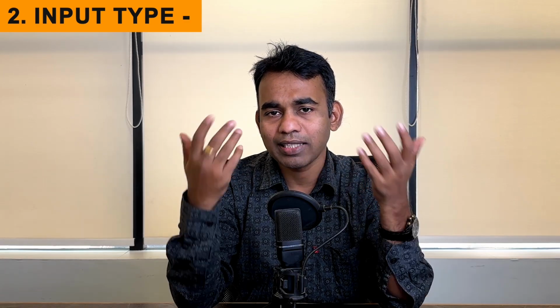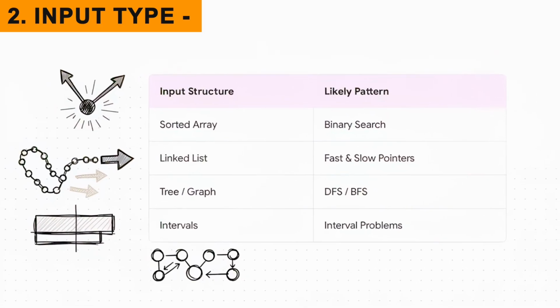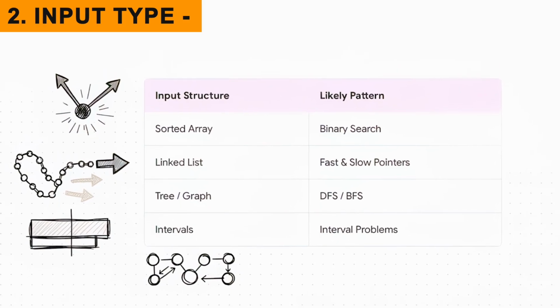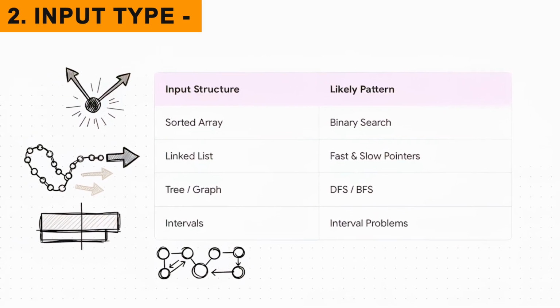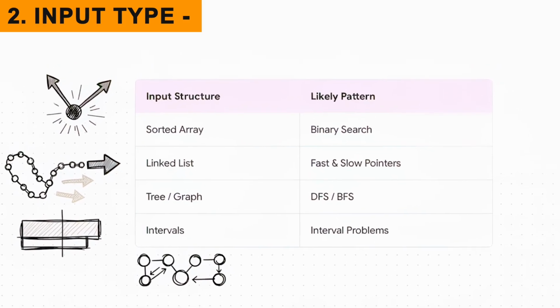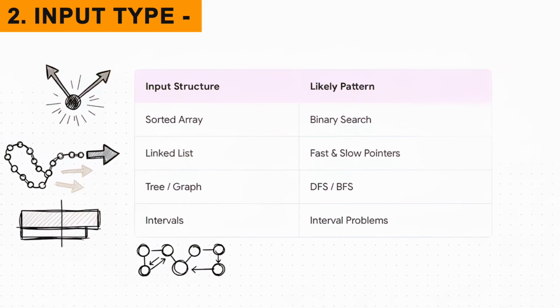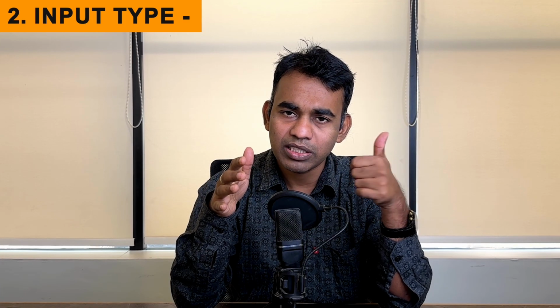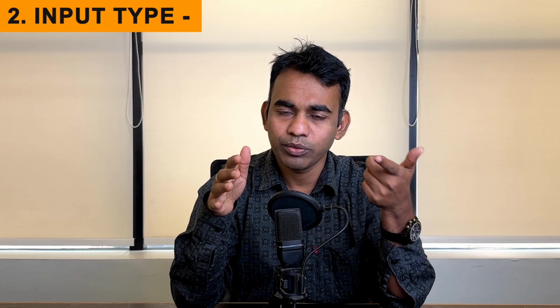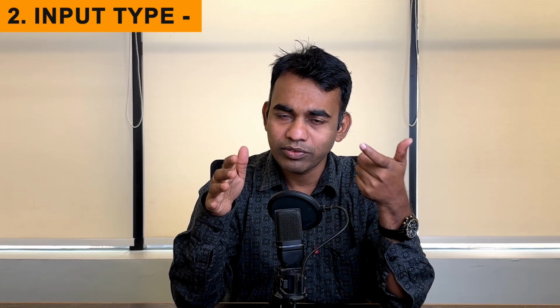So for example, if you see another category of problem like linked list, let's say your input is a linked list. If the input is a linked list, then you can think of applying maybe slow pointer, fast pointer, or some other pattern which is involved in this particular linked list, right? So that's why it is very important for you to look very carefully at what the input given is.